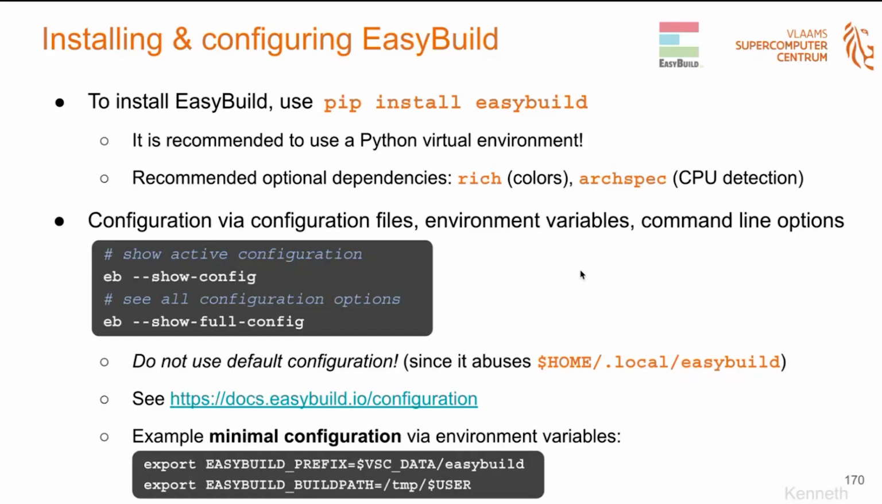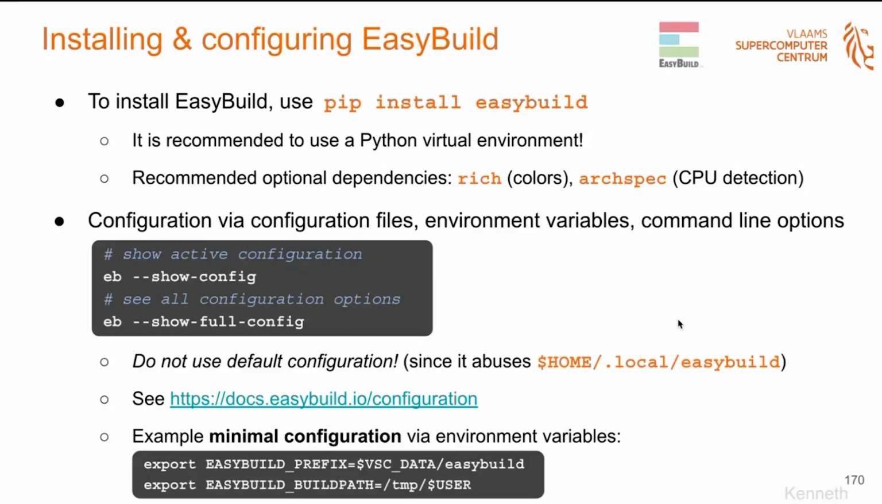And one thing that I typically recommend is using also the rich and the archspec optional Python packages. So rich is used to generate colors in the EasyBuild command line interface, and archspec can be used to detect what type of CPU you have. And based on that, EasyBuild can make some decisions as well.